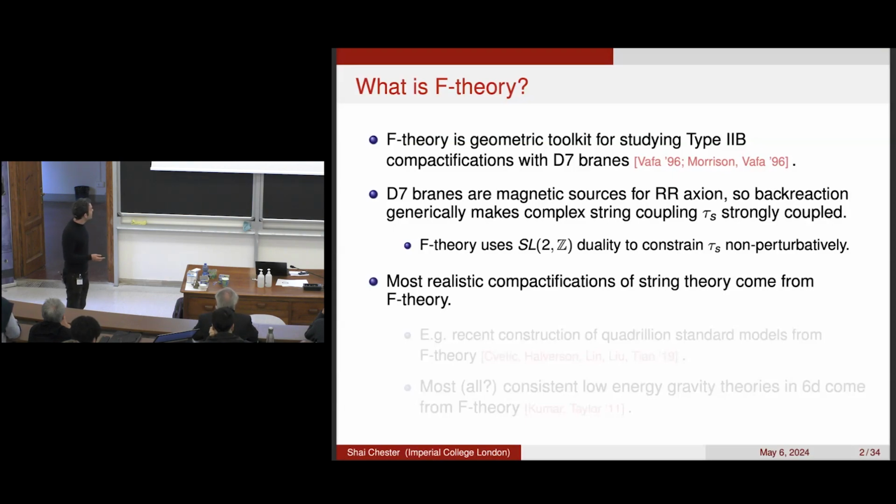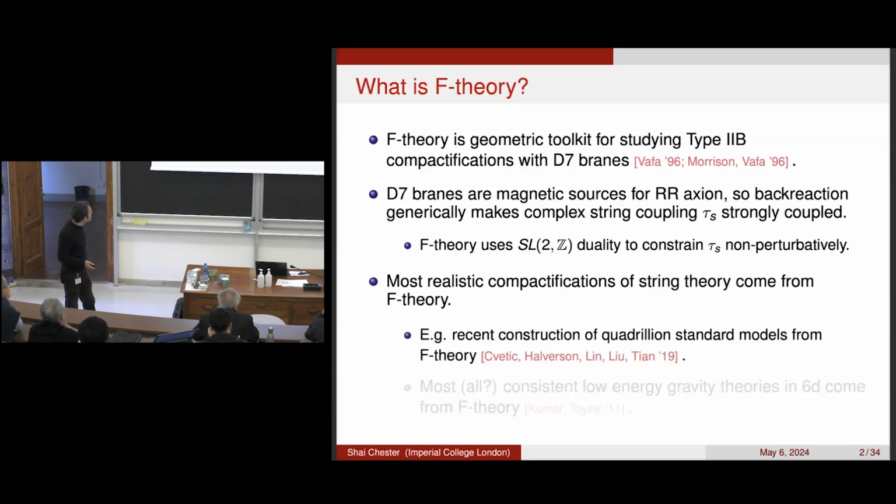Now, why is it that people care so much about type 2b string theory in the presence of D7 branes? There's a couple of reasons. Broadly speaking, you could say that most realistic compactifications of string theory actually come from F theory, i.e. D7 branes. For instance, there was a fun recent paper where they showed how you could construct a quadrillion standard models by compactifying in the presence of D7 branes. And generically, the widest variety of string compactifications require you to have D7 branes.